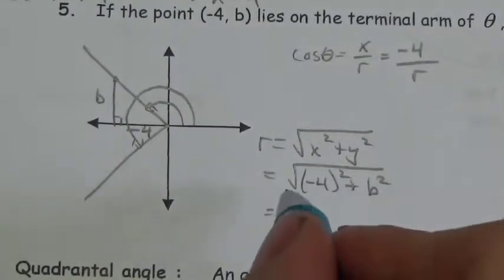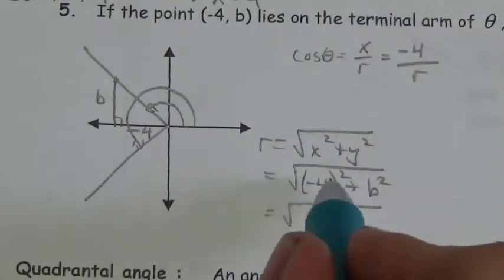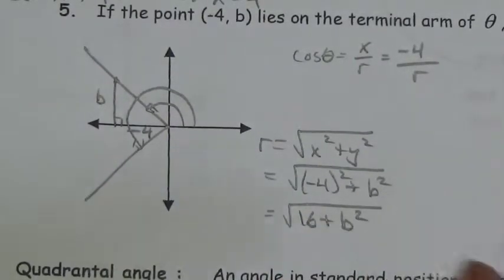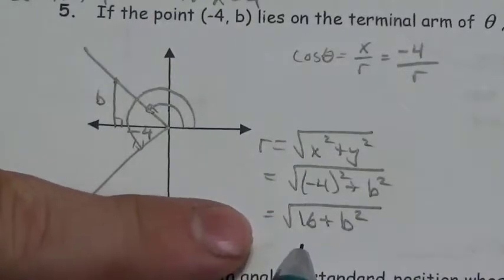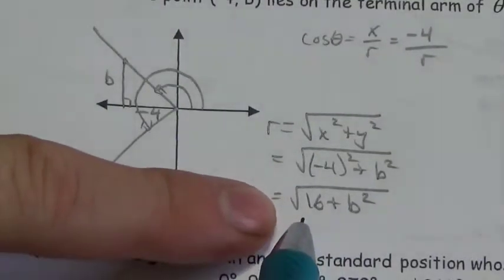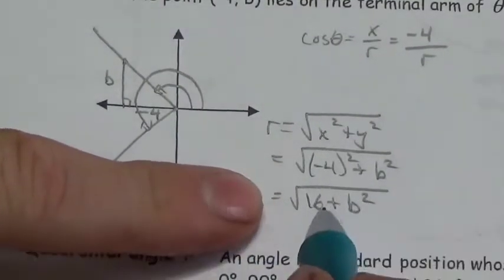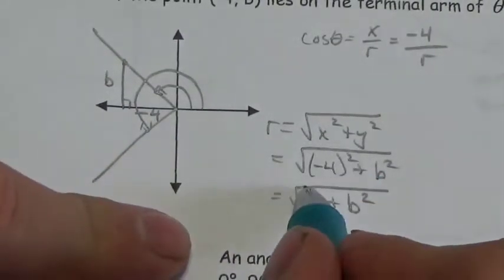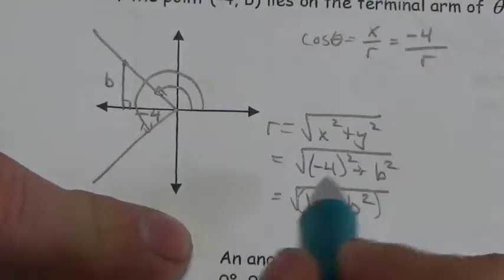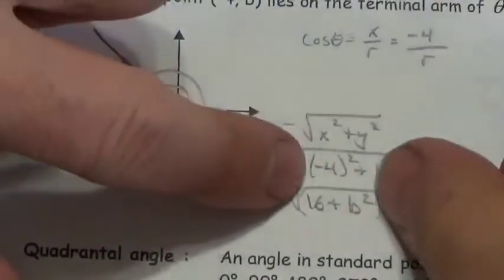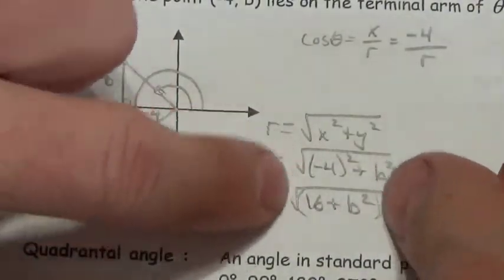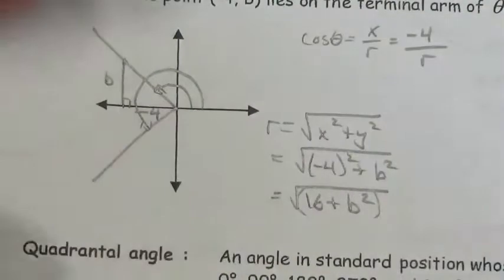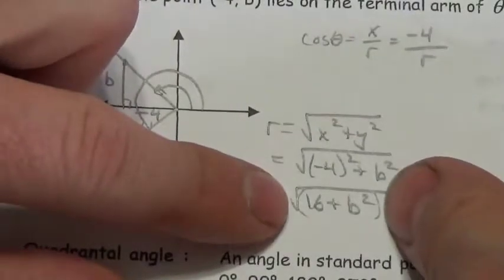So r is going to be the square root of negative 4 squared, which is 16, plus b squared. Now, I can't go any further than this. That's it. Because I can't take the square root of both of those, because there is that implied set of brackets here. Anytime you've got that radical symbol, it implies that whatever's underneath that bar is inside a set of parentheses. Now, I hope that has been made clear to you in the past. That's the way that works here.